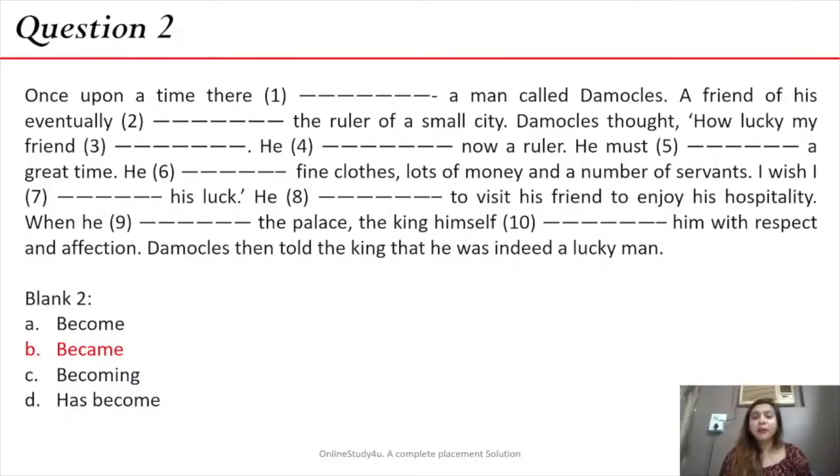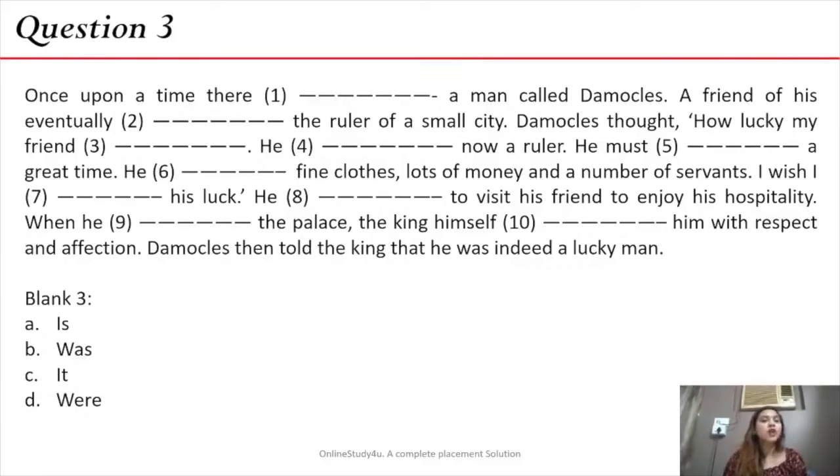Okay. Now for blank 3, Damocles thought, how lucky my friend dash: is, was, it, were. Okay, so what do you think is going to be the correct option out here? Again, you guys could start putting in your comments. Is it going to be is, was, it, or were? Which one? So I see an A coming in right now. Okay. How lucky my friend is. All right. Others, can you guys guess? Was. Okay, Aditya says was. A lot of B's coming in.